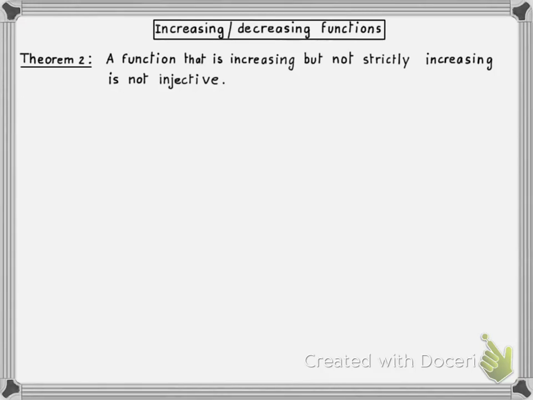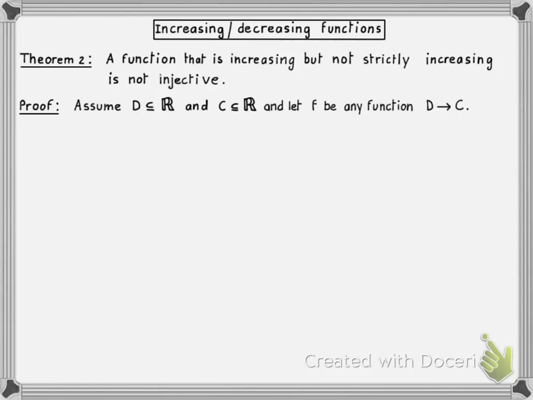Now remember, before writing any proof, you want to make sure you clearly understand the statement of the theorem. What this theorem states is that for any function f, if f is increasing but not strictly increasing, then f is not injective. In other words, we have a universally quantified statement over the set of functions, and that statement is a conditional. So, first we're going to pick an arbitrary domain and codomain as subsets of the real numbers, and then we're going to pick an arbitrary function f from D to C.